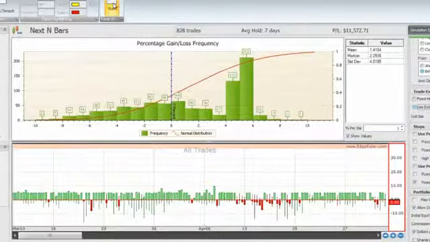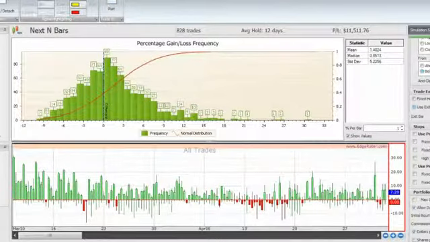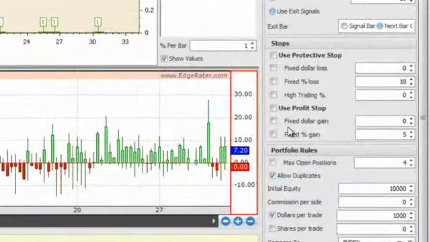Okay, and it did fine. I mean, your average hold is down to 7. Yeah, and I'd say the profits aren't nearly as good as they were before. Yeah, and I just took off the profit stop because I wanted to show you, if you're not having any stops in, it gives you a more raw view of those signals, without applying any other stops.